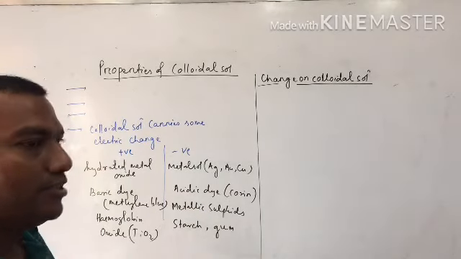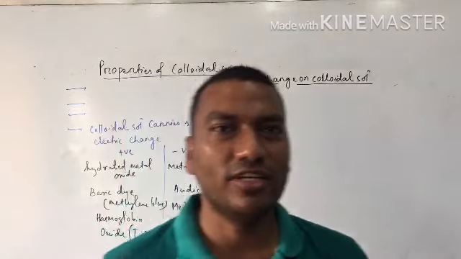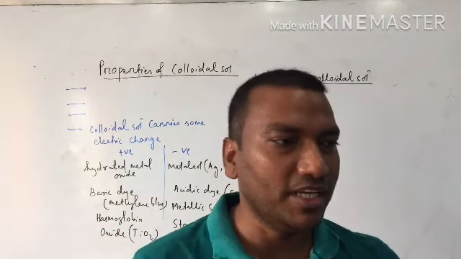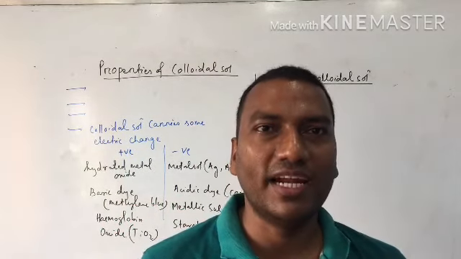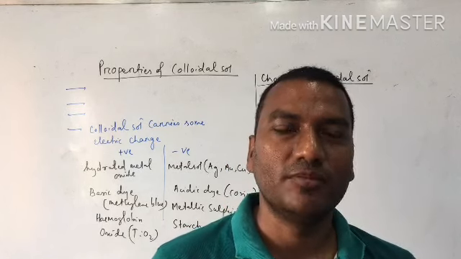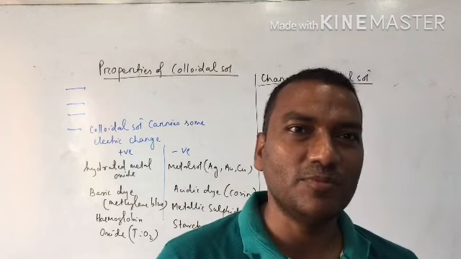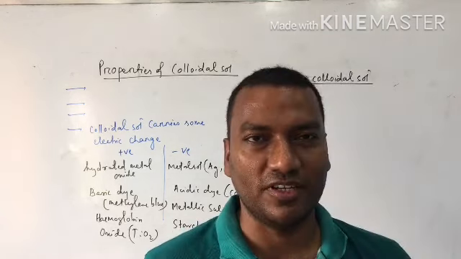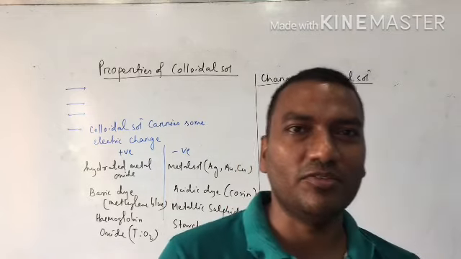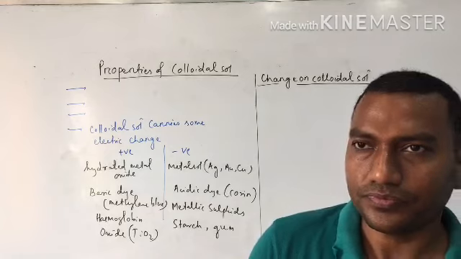The next part is properties of a colloidal solution. Colloidal solutions have different properties. From the beginning, we have read that a colloidal solution seems to be homogeneous, but actually is heterogeneous in nature. Particle size lies between true solution and suspension, 10 to the power minus 6 to 10 to the power minus 9 particle size. Yes or no?